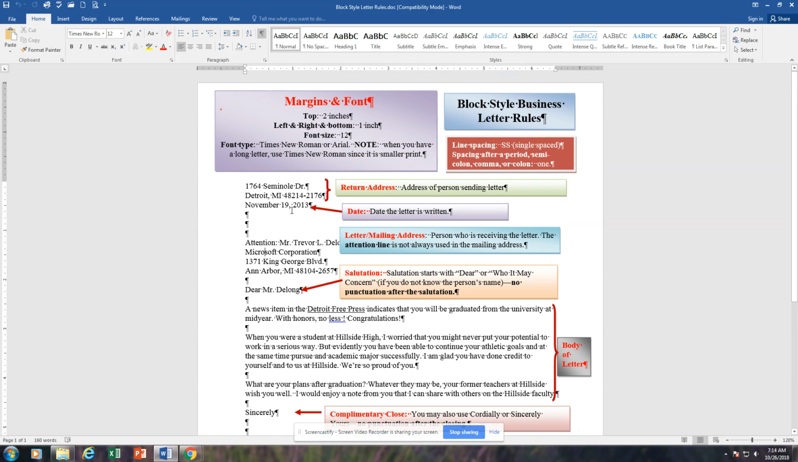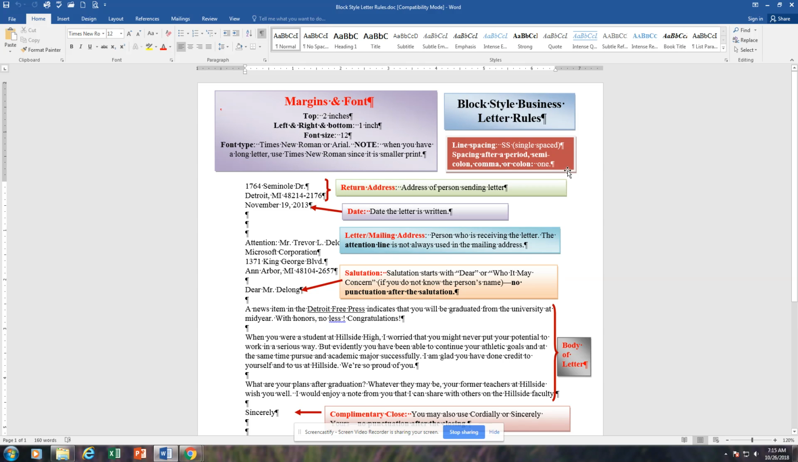Working through this block style letter, if you look at the top, margins and fonts: top margin is 2 inches, left, right, and bottom are 1 inch. Your font size should be 12, and you have two choices for font type, or what we call the font family, Times New Roman or Arial. When you have a longer letter, it is best to use Times New Roman, since it is smaller print. When you have a shorter letter, using Arial works well because the print is a little bit larger.